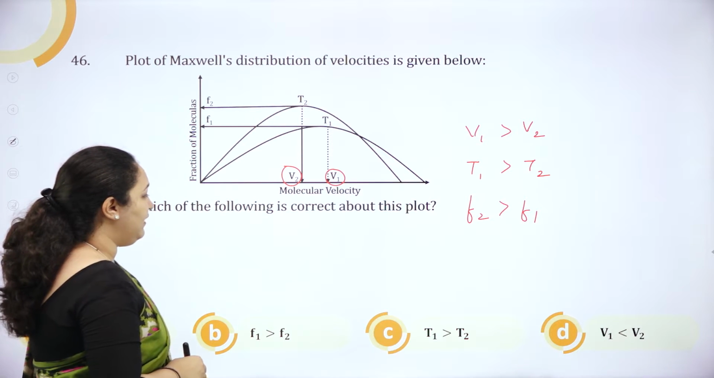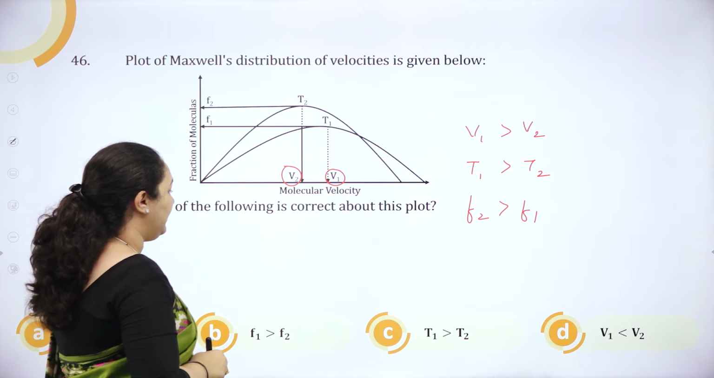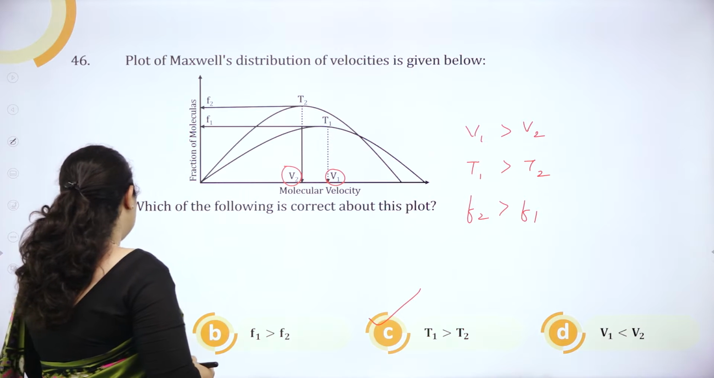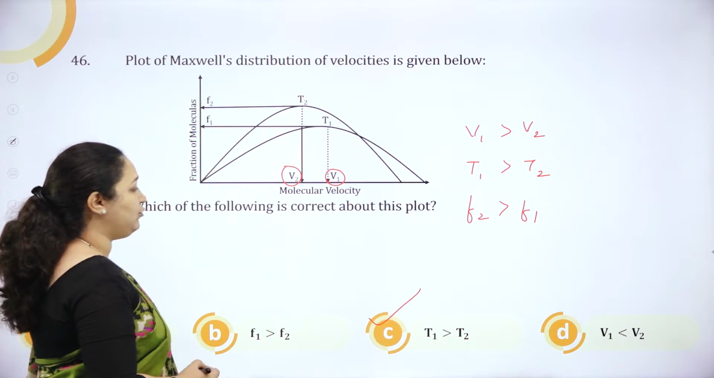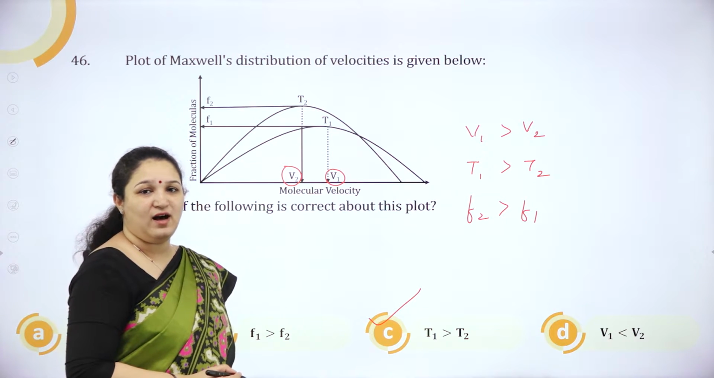V1 is greater than V2, so D is wrong. T1 is greater than T2, this is the right answer. T1 is lesser than T2 is wrong. F1 is greater than F2 is also wrong. So option C is the right answer.